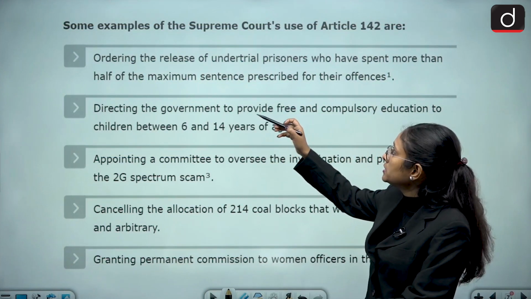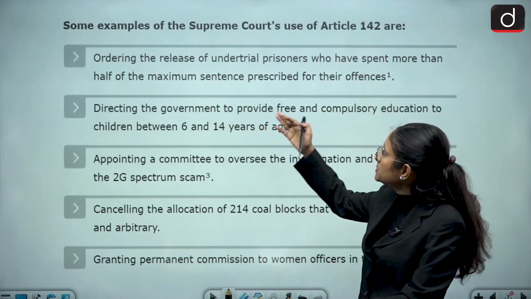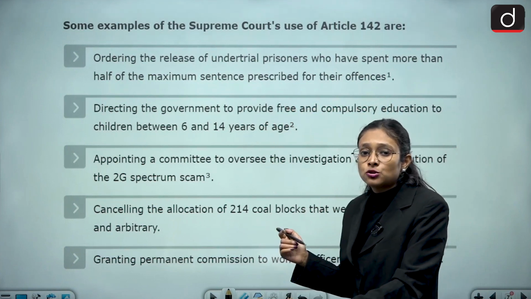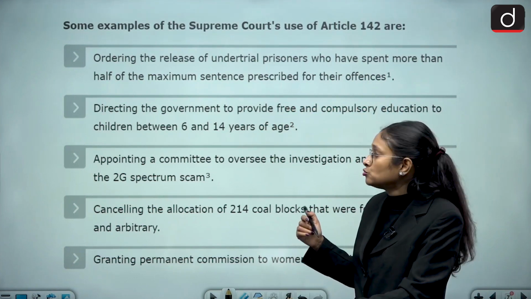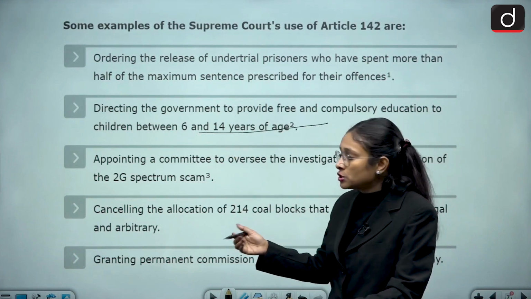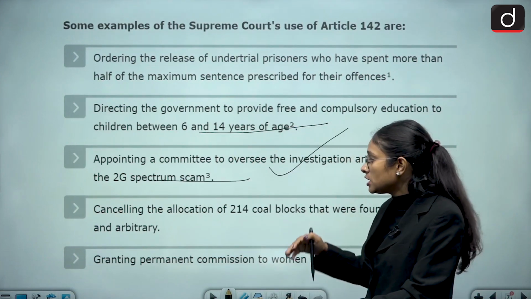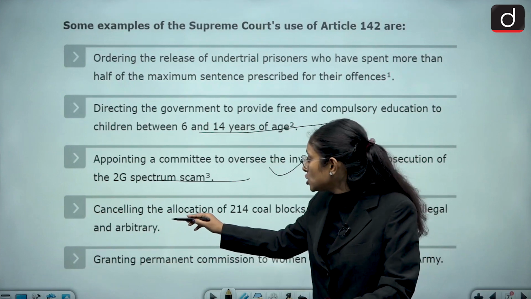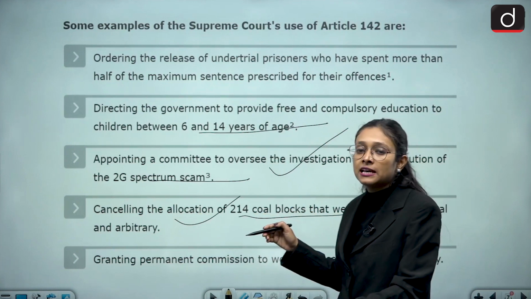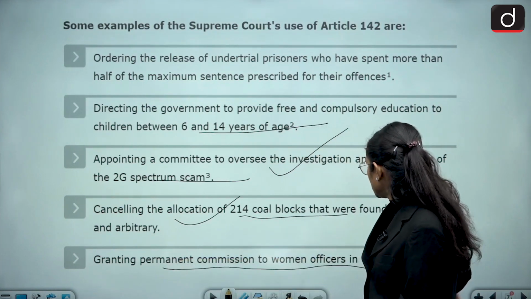So we have this ordering the release of undertrial prisoners who have spent more than half of the maximum sentence prescribed for the offences. Then the Supreme Court also directed the government to make free and compulsory education available to children of 6 to 14 years of age. And then the Supreme Court also intervened in the 2G spectrum case and appointed a committee to oversee the investigation, and also the cancellation of the allocation of 214 coal blocks that were found to be illegal and arbitrary, and granting permanent commission to women officers in the Indian Army.